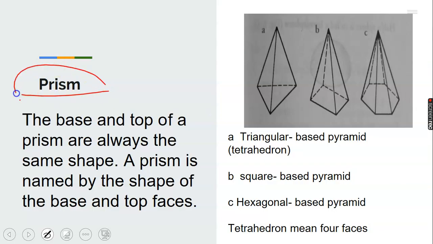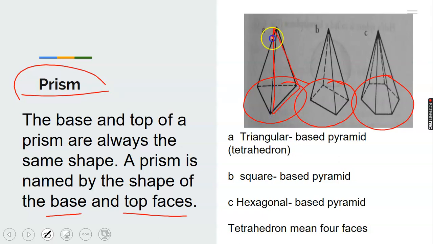Now we move to the prism. The base and top of a prism are always the same shape. A prism is named by the shape of the base and top faces. Depending on where it's facing, like now, we have all these as the base because they are downward. If they are facing up, they become the top. Now, the first one we have here is triangular. You can see the one face is what? Triangular. But the base is what we use to name them.